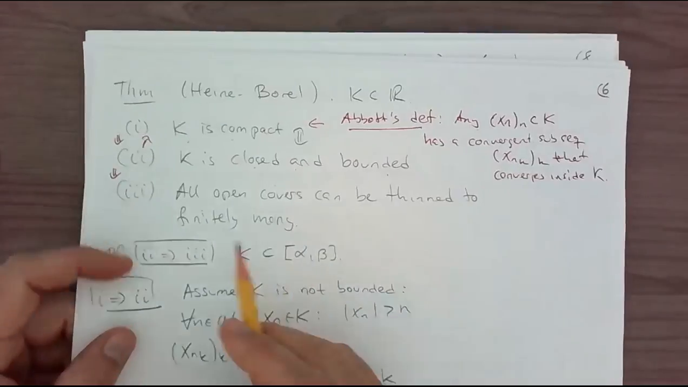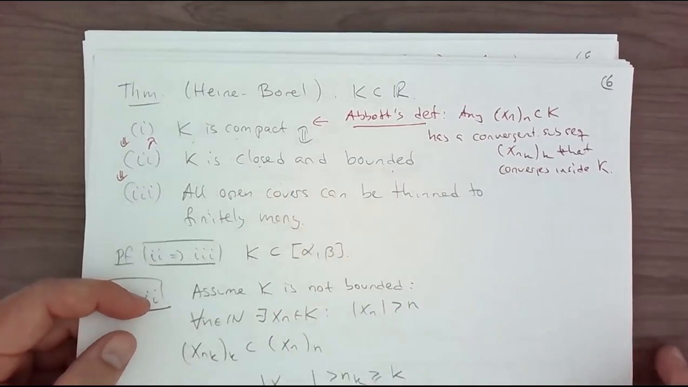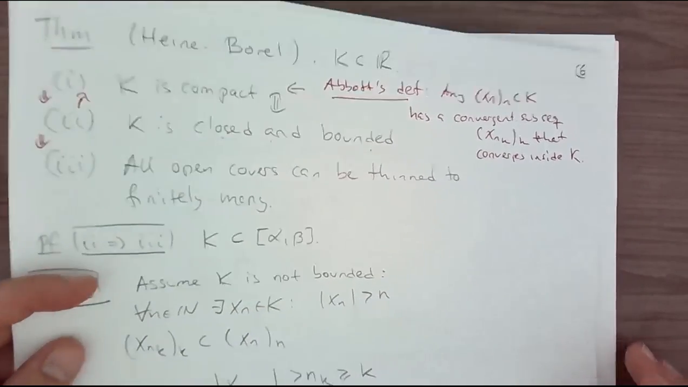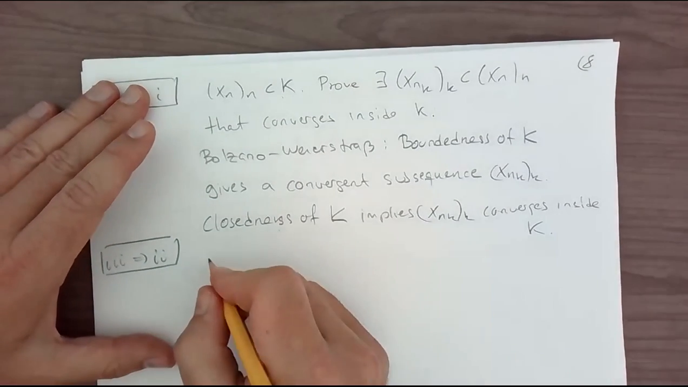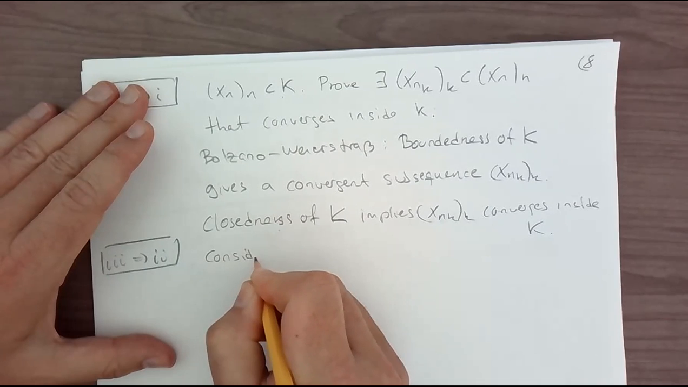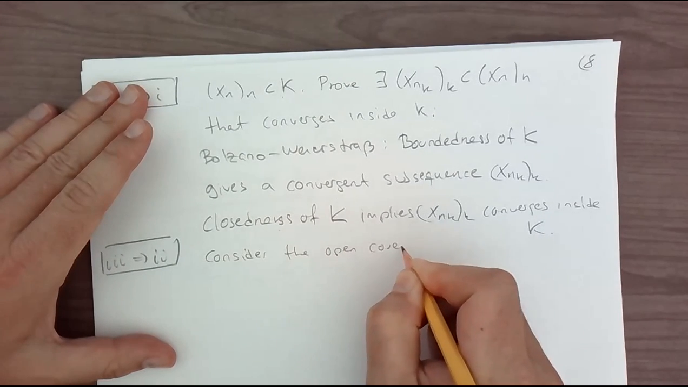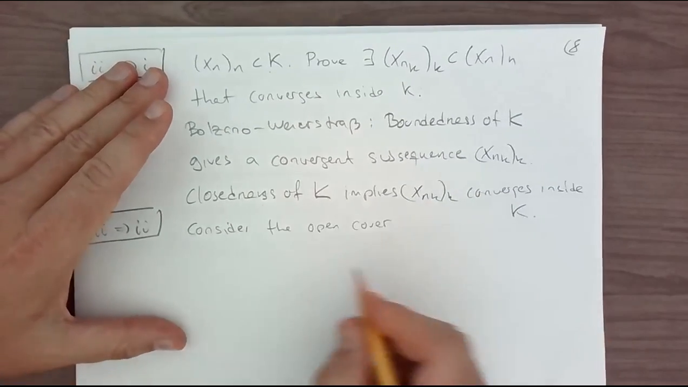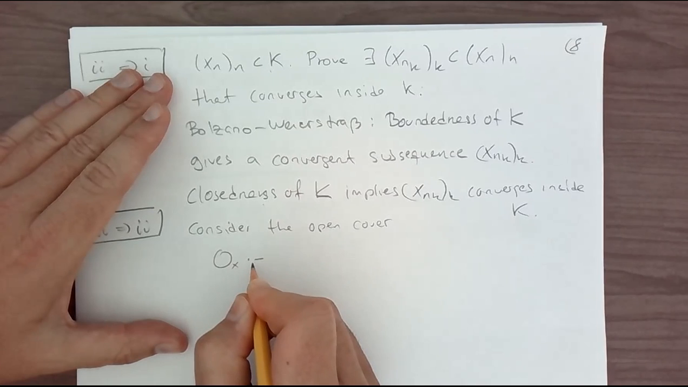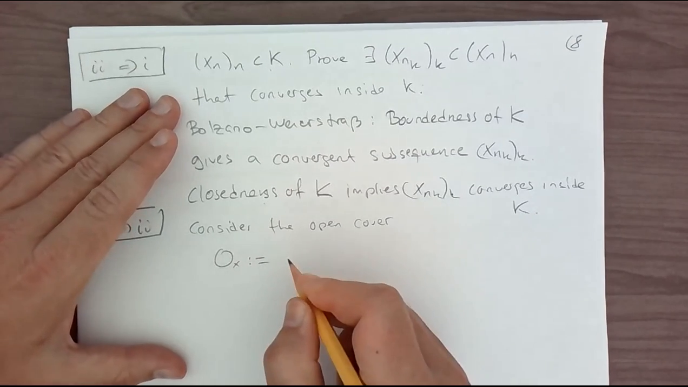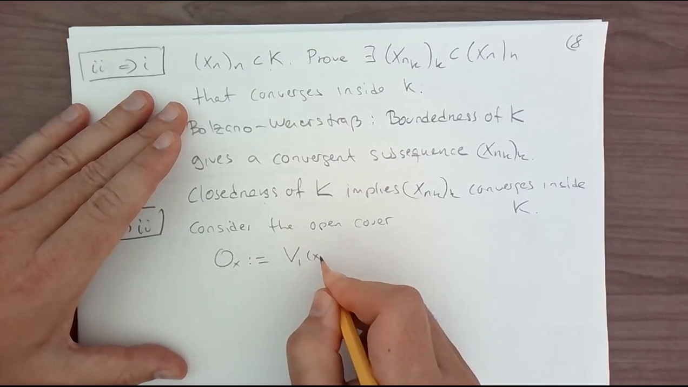Actually, 3 to 2. All these open covers, they can be thinned to show that this gives us a closed and bounded set. Okay, let me try to do that. So consider the open cover OX, and this is going to be nothing else than V1 of X.